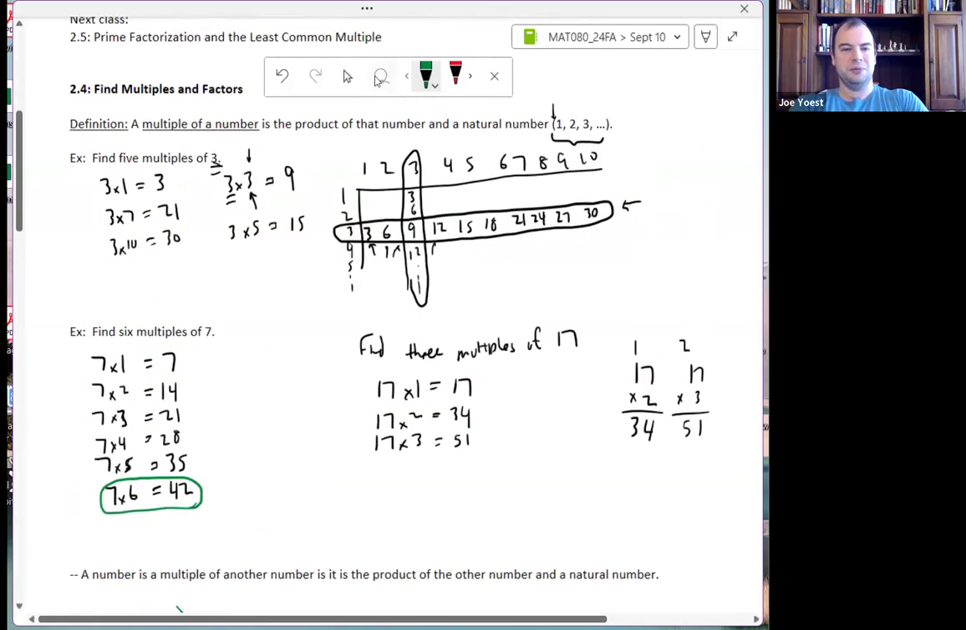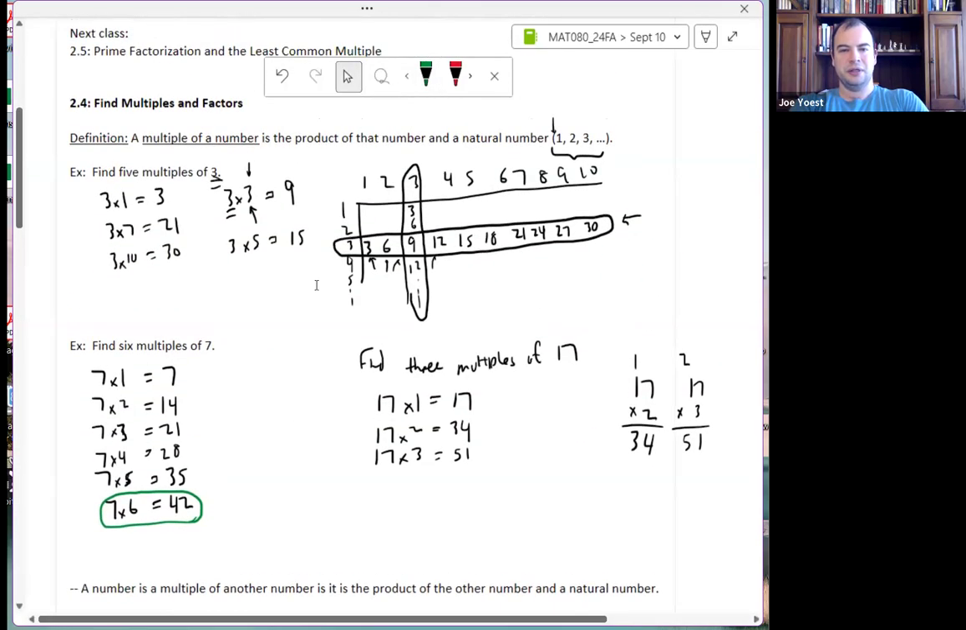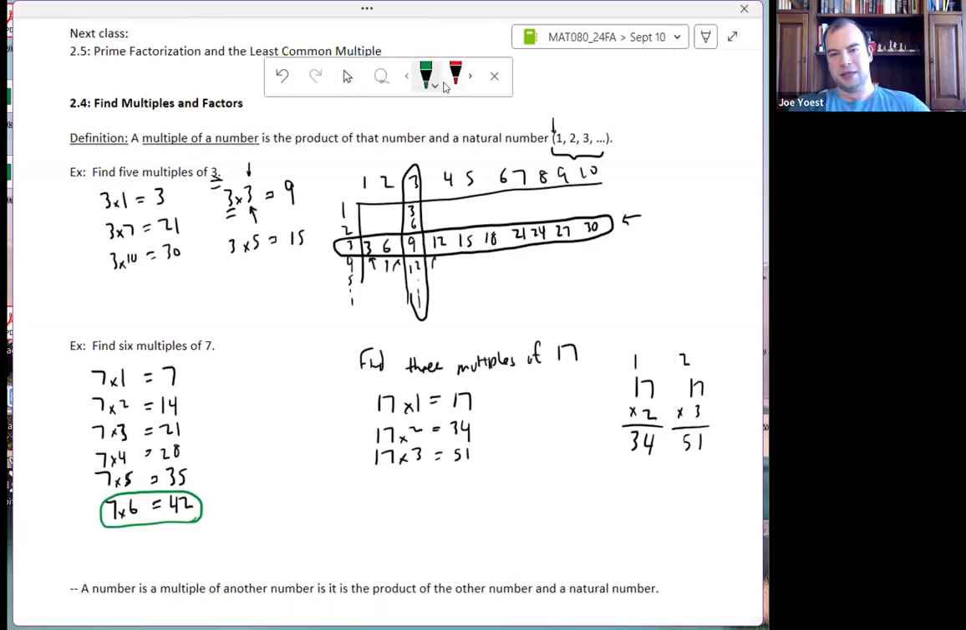Is 16 a multiple of 3? Well, if I look at my multiples of 3, I see numbers like 3, 6, 9, 12, 15, 18, and then they just keep getting bigger. So I've passed up 16, and I don't see it in my list.